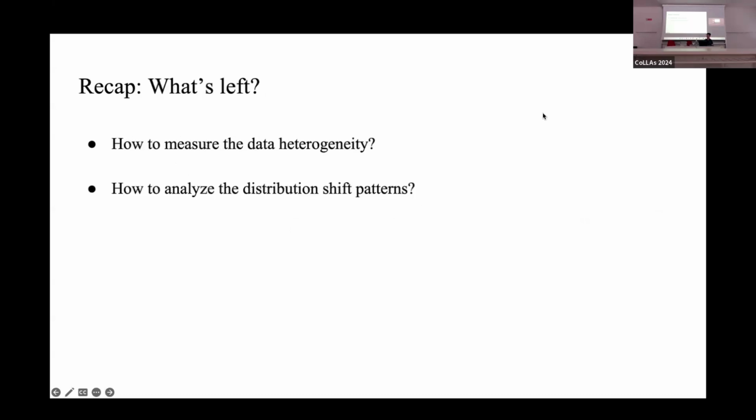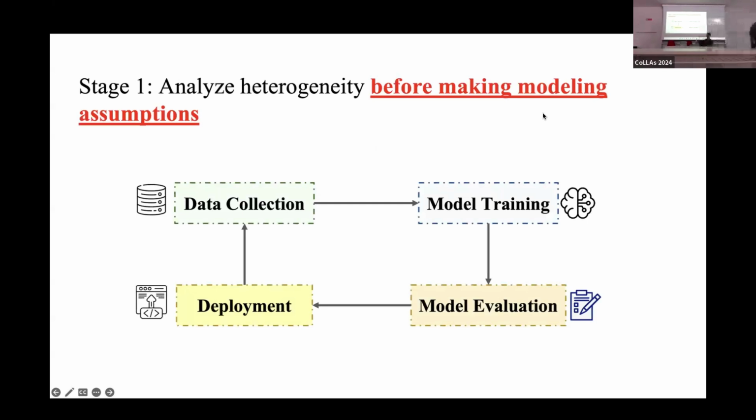Until now, we have introduced many things, but what's left? How to measure the data heterogeneity and how to analyze the shift patterns. These two things we haven't introduced the tools for in detail. In this part, we'll introduce many algorithms and tools.